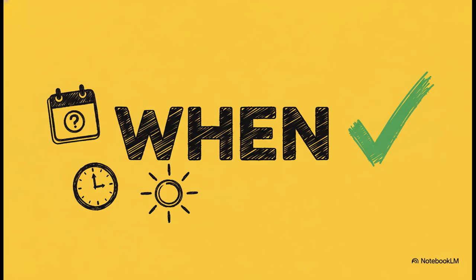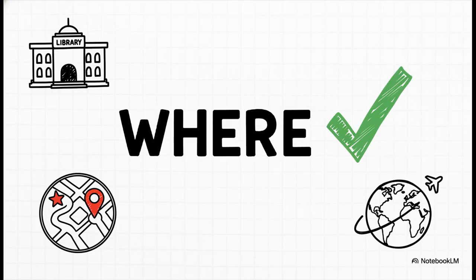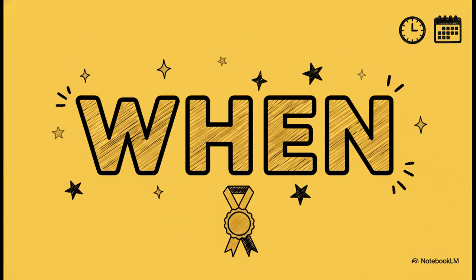Nicely done. All right, number 2. The library is the place blank she usually studies. What goes in the blank here? Exactly. It's where. The library is a place, so we're adding details about that location. You are on a roll. Okay, last one for our quick check. I don't remember the time blank the party starts. Is this one about a time or a place? And it's when again, because we're talking about the time. That's when the party starts.